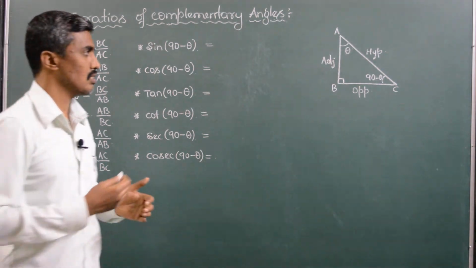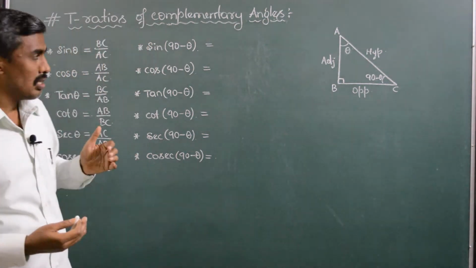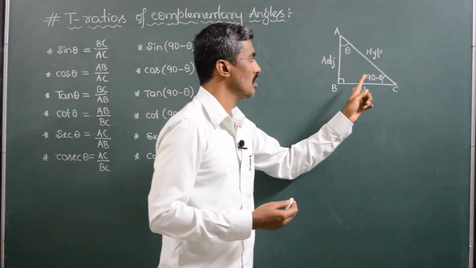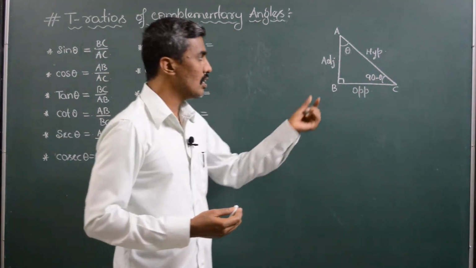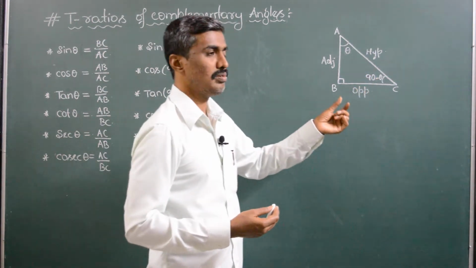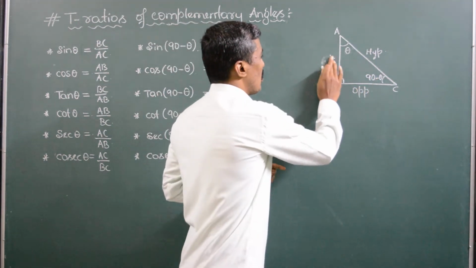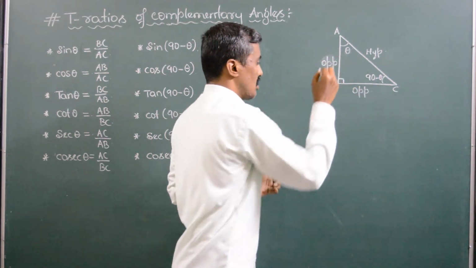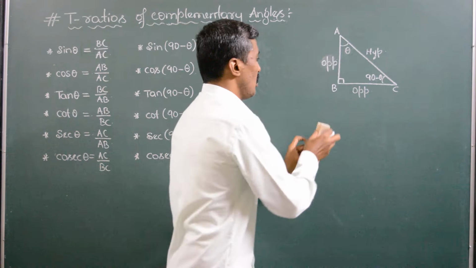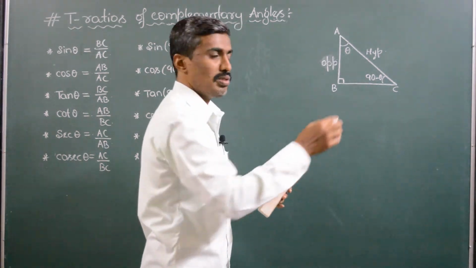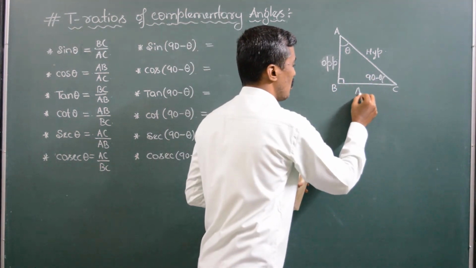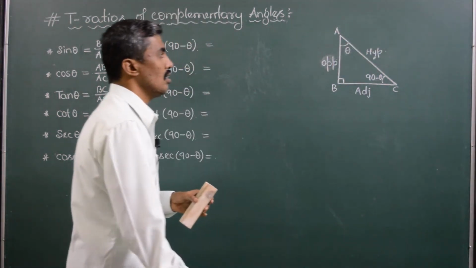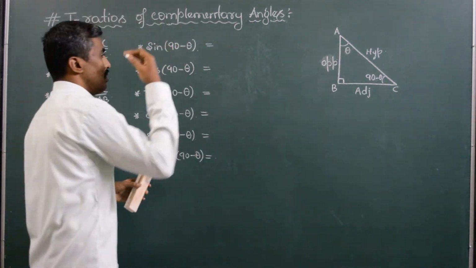Now let us discuss trigonometric ratios for angle C. What is the measurement of angle C? It is 90 minus theta. With respect to this 90 minus theta, the side AB is opposite to 90 minus theta, therefore it is called the opposite side. Similarly, BC is adjacent to angle C, so it is called the adjacent side, and AC is the hypotenuse.